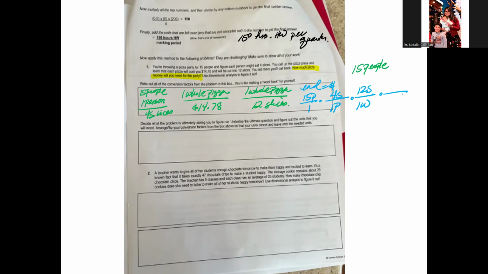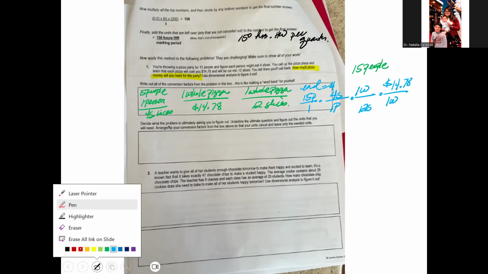Oh, I did this wrong. You see the S's right here? I can't put 12S, I gotta put 12S in the bottom, right? Yeah. And I know 1 whole pizza is how much? 14.78. Okay, do I end up with a dollar sign there?